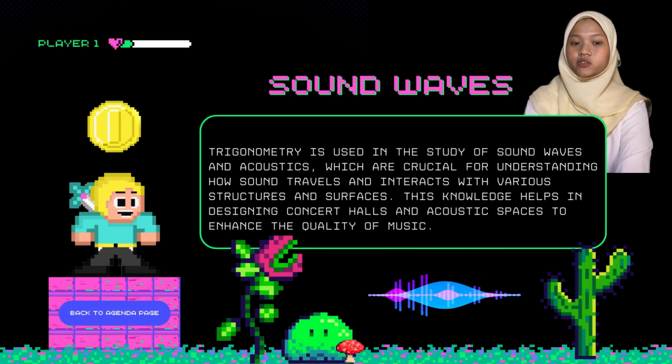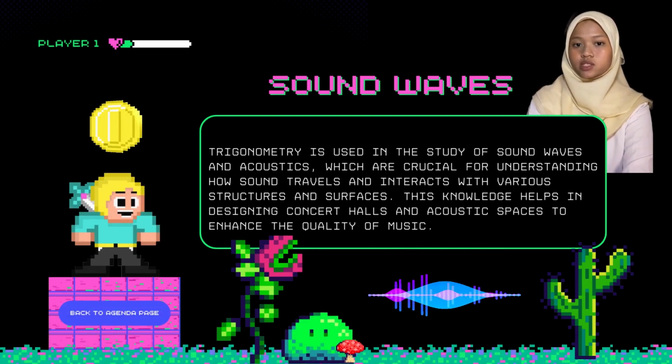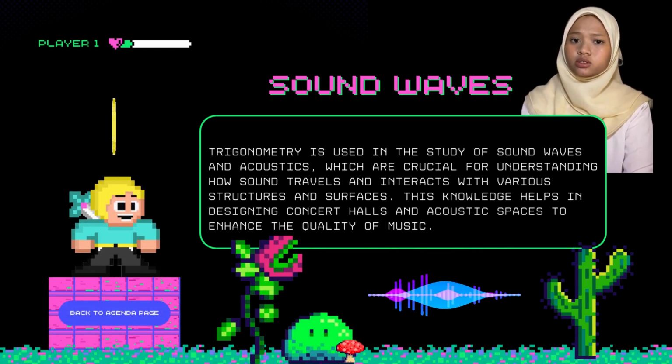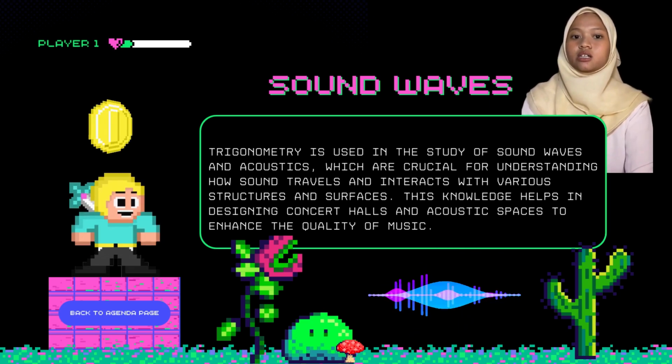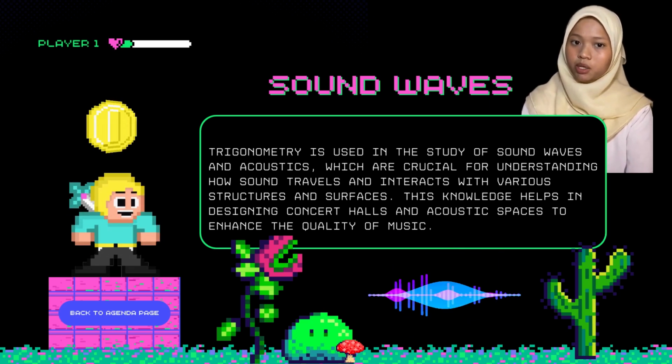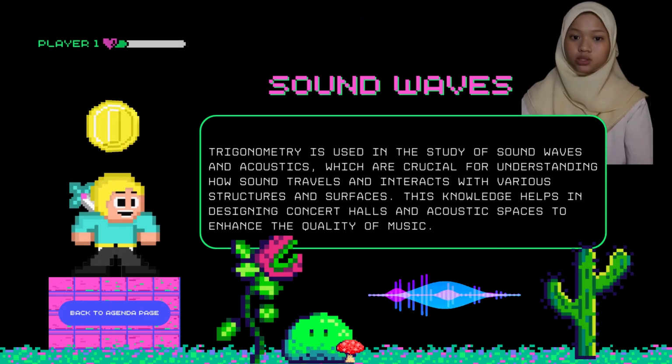Moreover, trigonometry is used in the study of sound waves and acoustics, which are crucial for understanding how sound travels and interacts with various structures and surfaces. This knowledge helps in designing concert halls and acoustic spaces to enhance the quality of music.